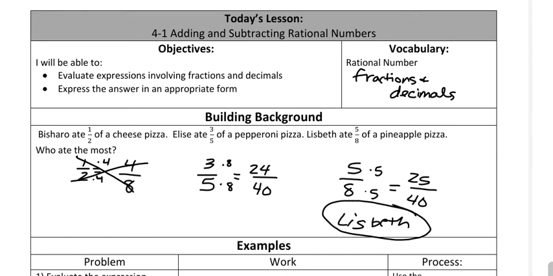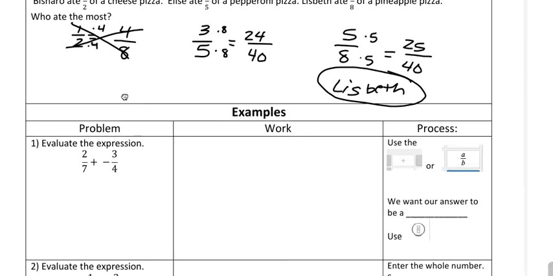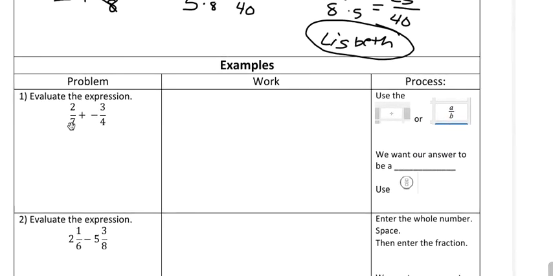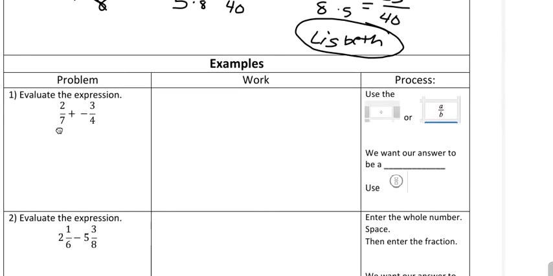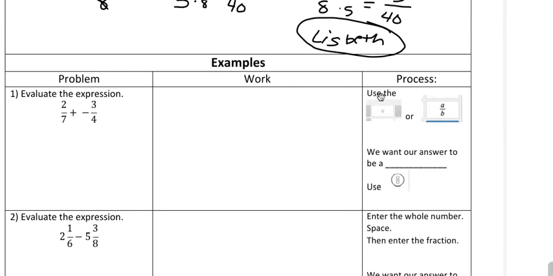All right, going on to the next problem. We're going to evaluate this expression, 2/7 plus -3/4. So we're going to use our Desmos calculator, and we are going to use the dividing button for the fractions, or we can use the fraction button. Either way works. But we do want our answer to be a fraction.